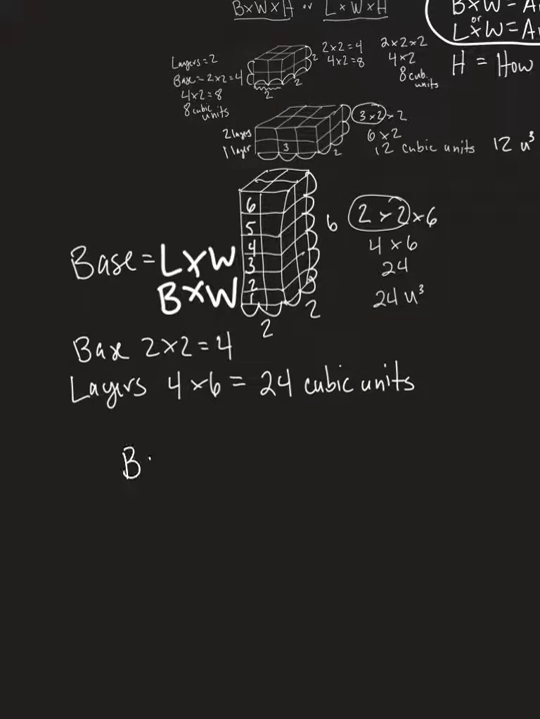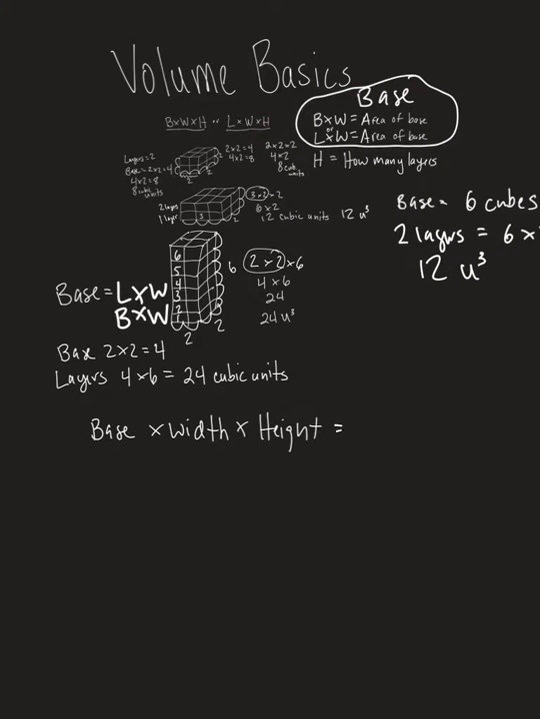So let's say that the base times the width times the height equals volume. So let's say the numbers look like this: 3 times 4 times 2. We know that 3 times 4 is 12, and 12 times 2 is 24. And we know that's cubic units.